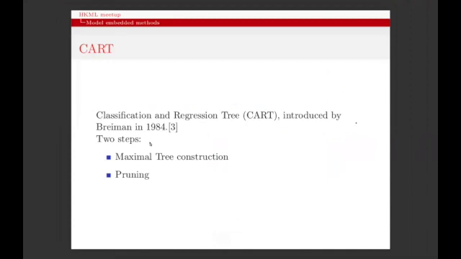So now I'm going to talk about classification and regression trees. The idea of this is to build a decision tree to perform either classification or regression. This was introduced by Leo Breiman in 1984. And the classical algorithm is separated in two steps. First, we construct a maximal tree, and then we prune the tree to obtain an optimal tree.